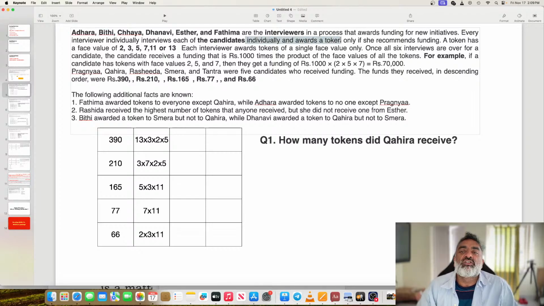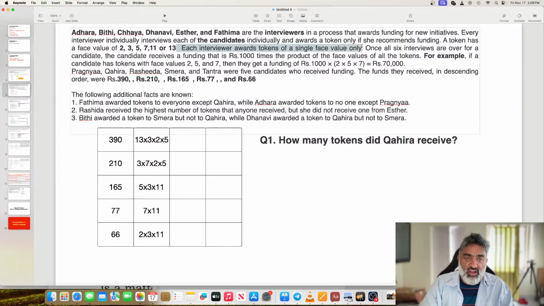And awards a token only if she recommends funding. So if Adhara recommends the funding, she will award a token to the candidate. So there is an interviewer giving the token to a candidate, not a candidate to a token. A token has a face value of 2, 3, 5, 7, 11, or 13. Great. Each interviewer awards tokens of a single face value only.